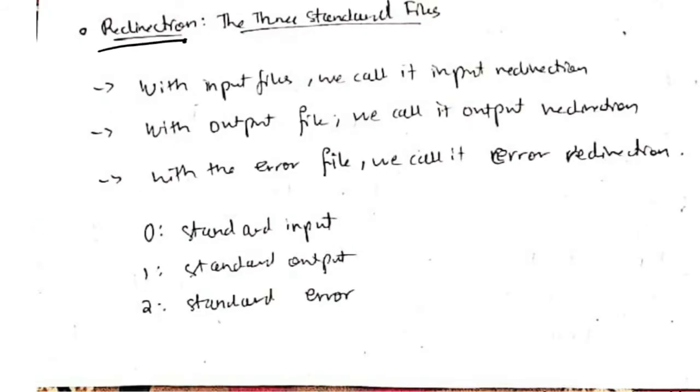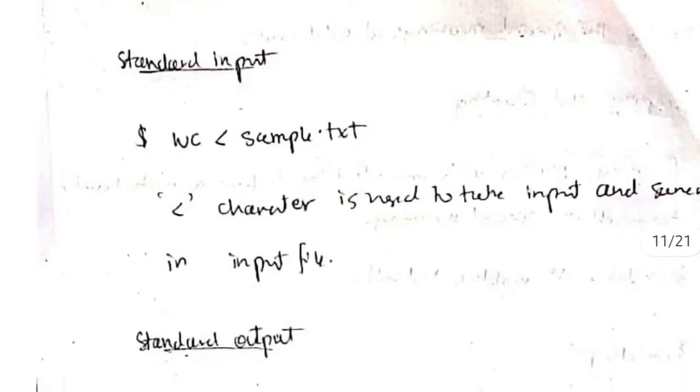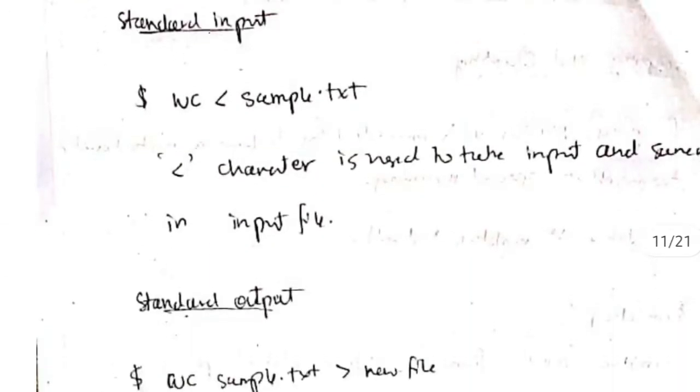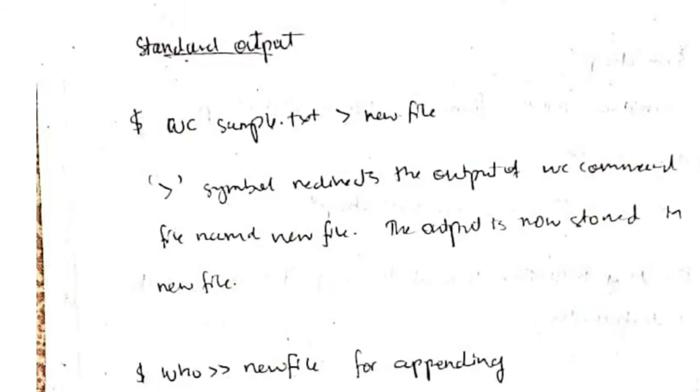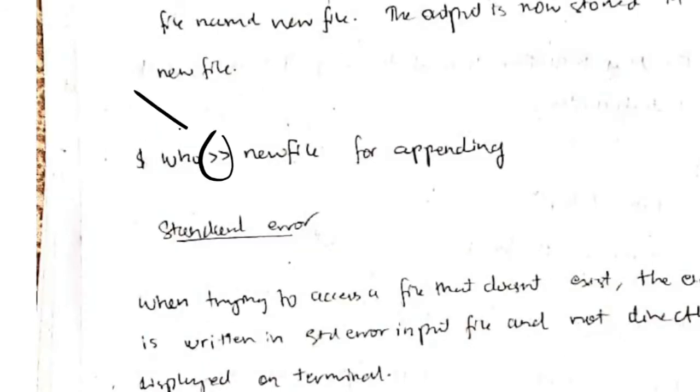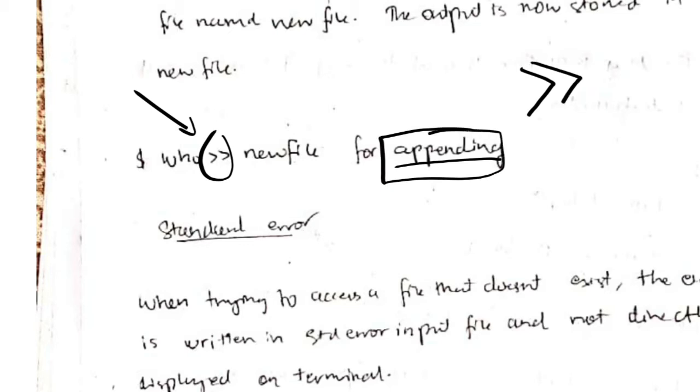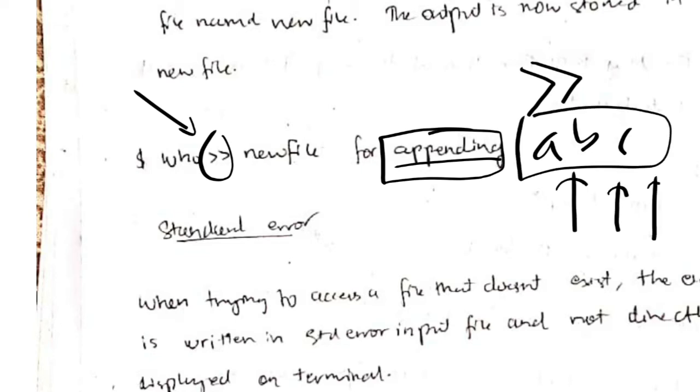There are three types of file: input, output and error, represented by 0, 1, 2. The standard input means this symbol will be used for the input, and we perform the output by using this symbol. In C++ you might have seen this symbol that is used for appending. If you want just a single character, use this one, or if you want many characters appended at the end of the line, you can use the double character, so that A, B, C, multiple characters will be appended at the end of the line.